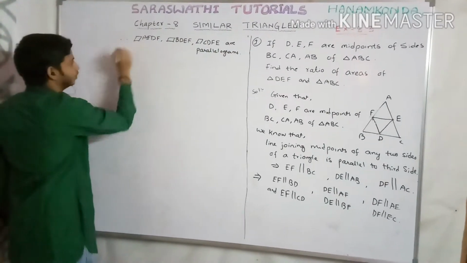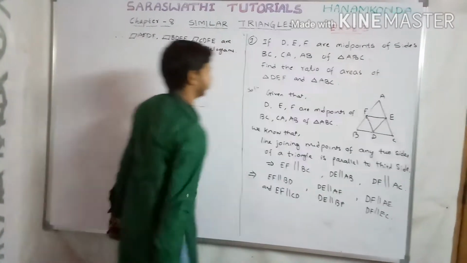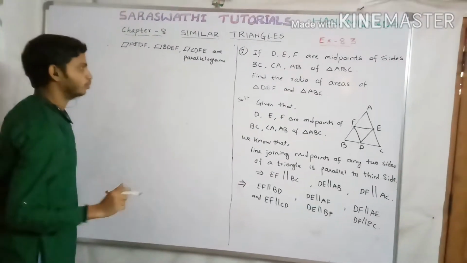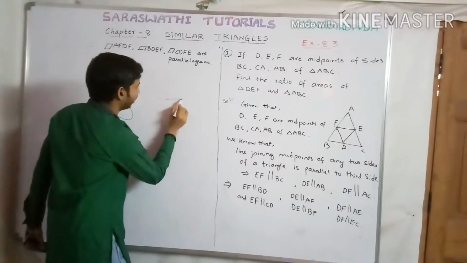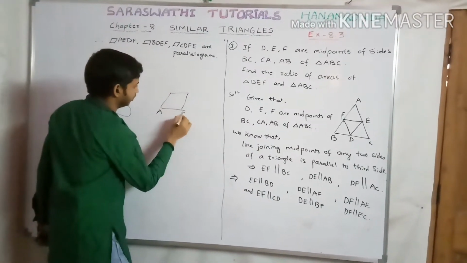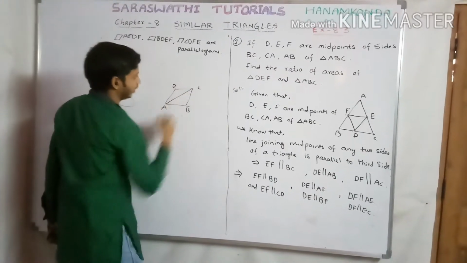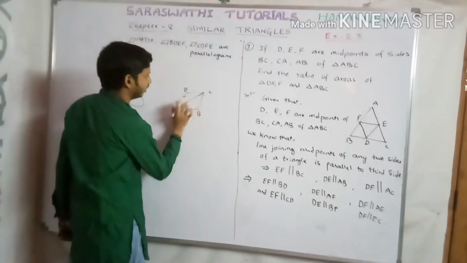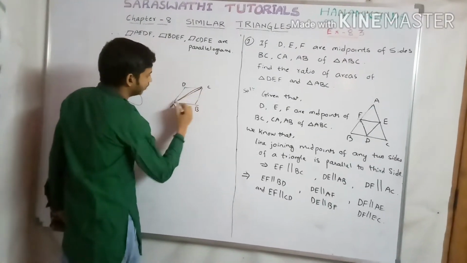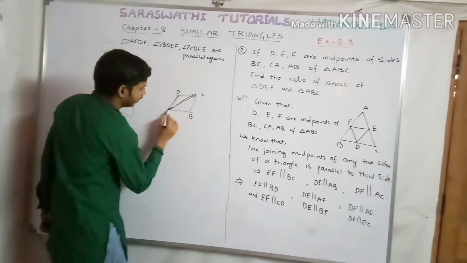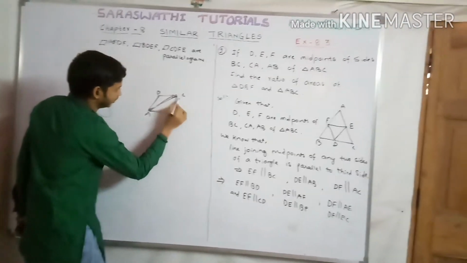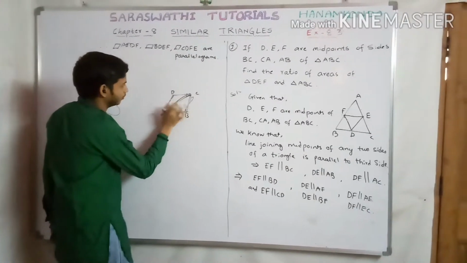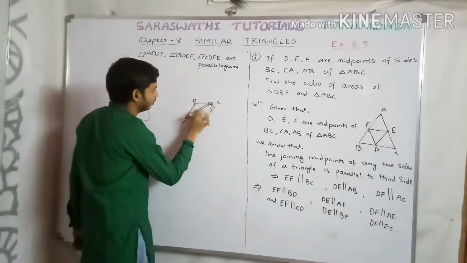Okay, so therefore these three quadrilaterals are parallelograms. We know that the diagonal of a parallelogram divides it into two congruent triangles. That means if we consider parallelogram ABCD, here AC is the diagonal. If this diagonal divides the parallelogram into two congruent triangles, then area of triangle ACD equals area of triangle ABC.